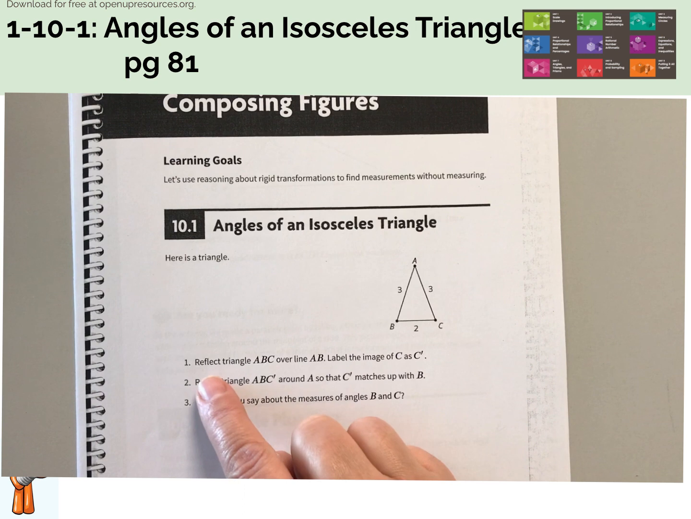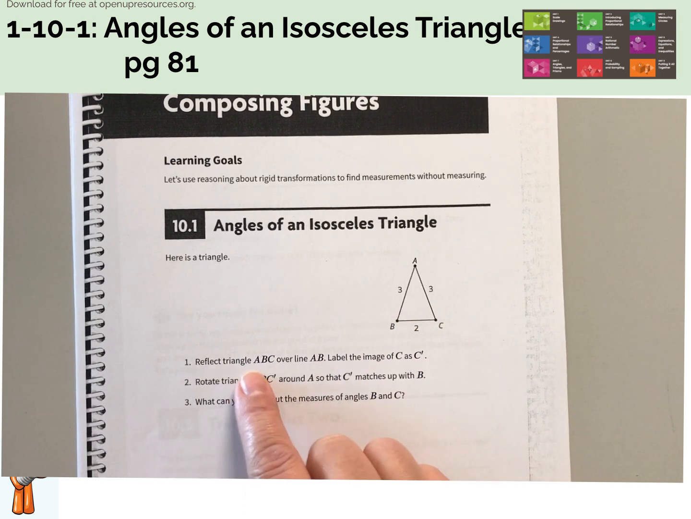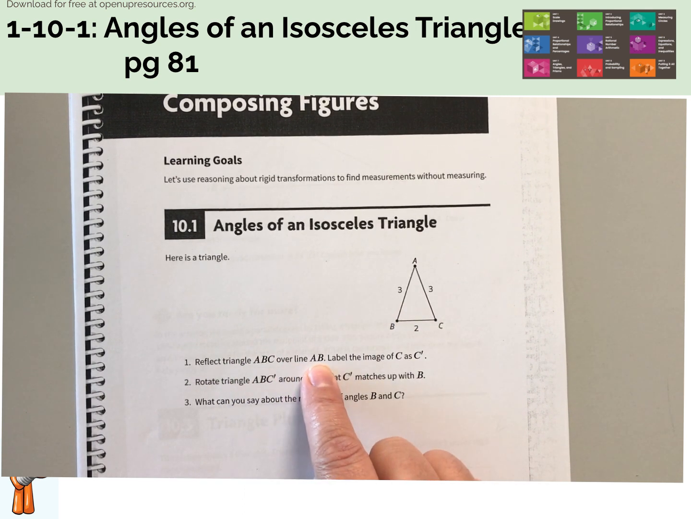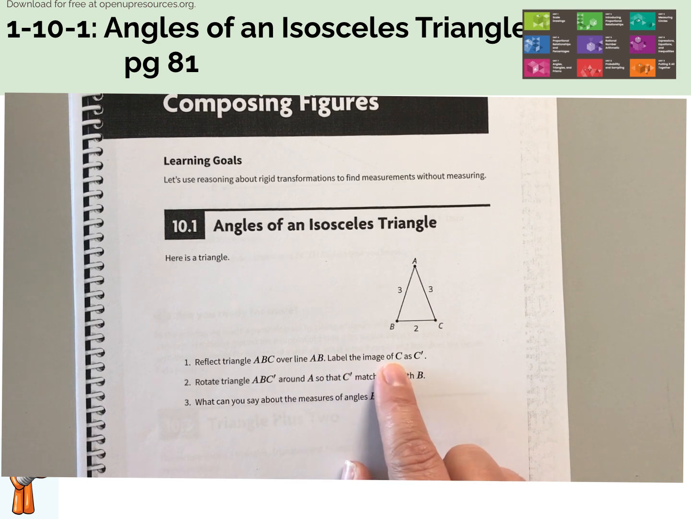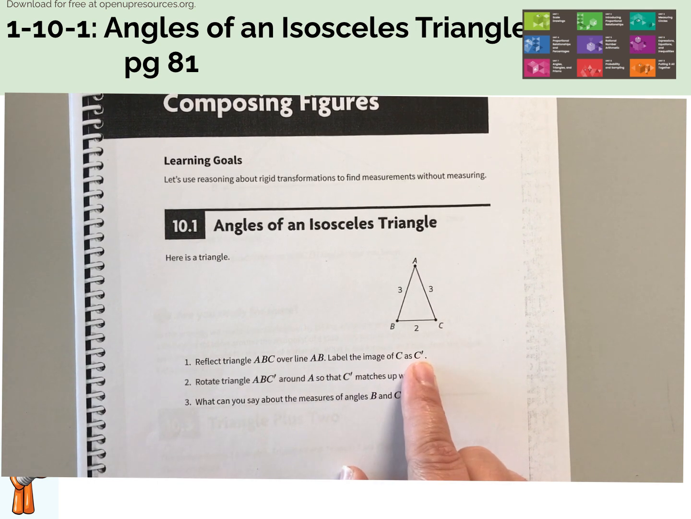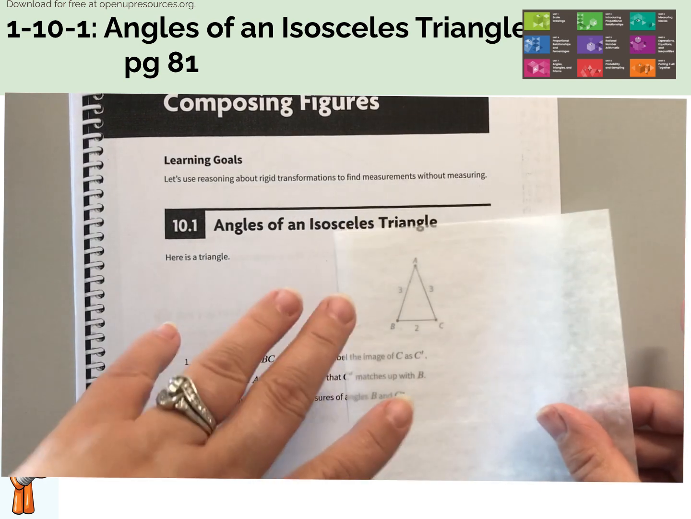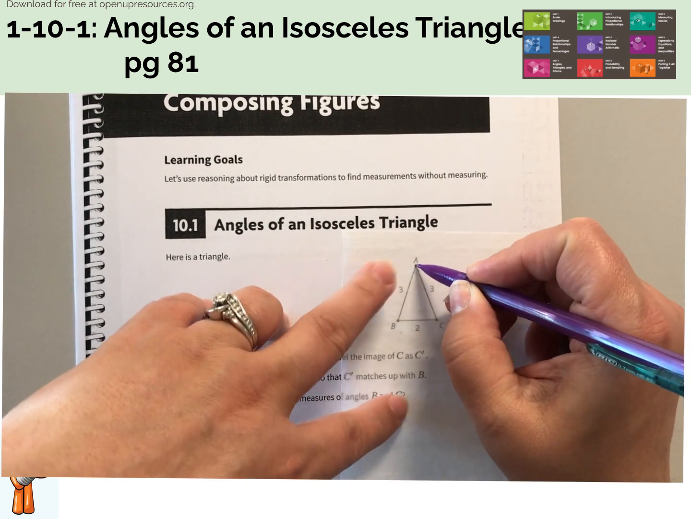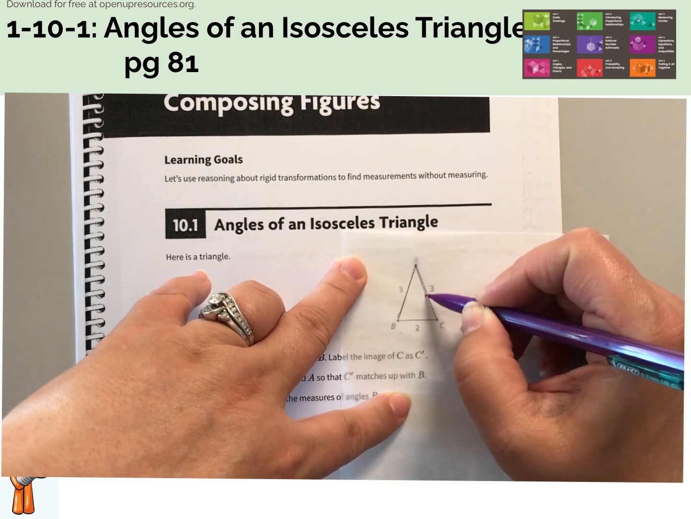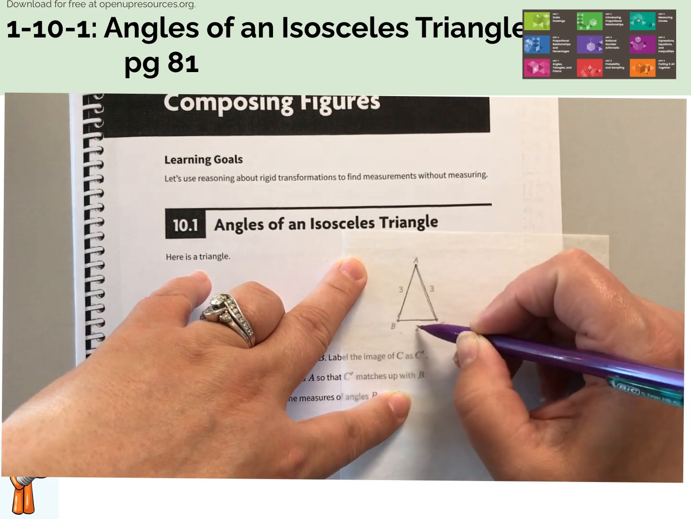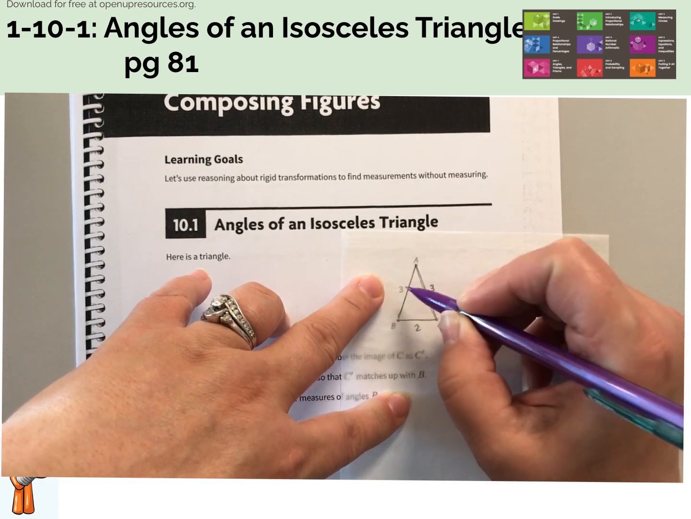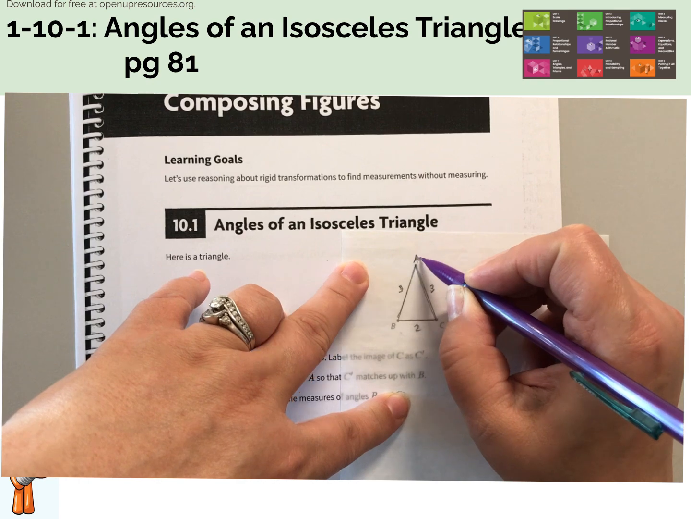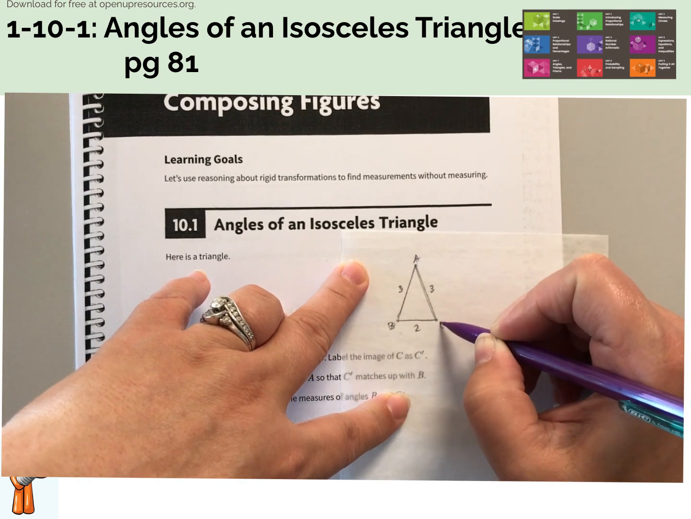It says we're going to reflect the triangle ABC over the line AB. Label the image C as C prime. So we're going to take some trace paper. If you need some trace paper, make sure you get some. And we're going to take this picture and I'm going to label everything on here. So we have the 2, we have the 3, we have A, B, and C.